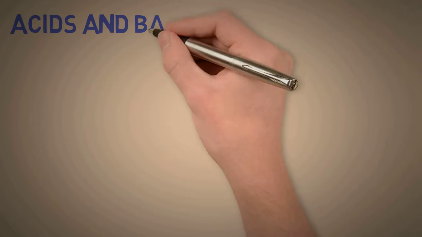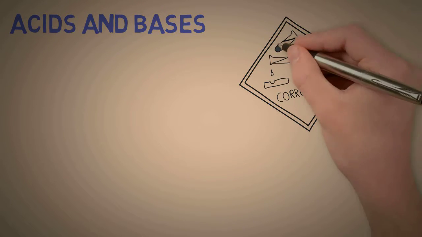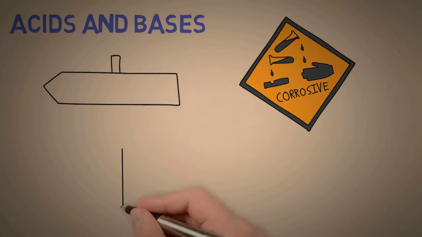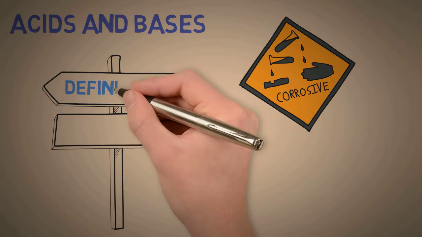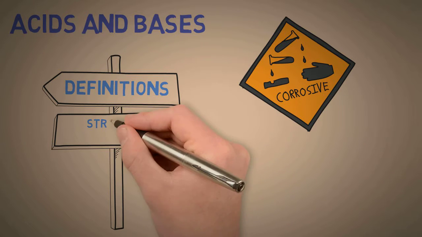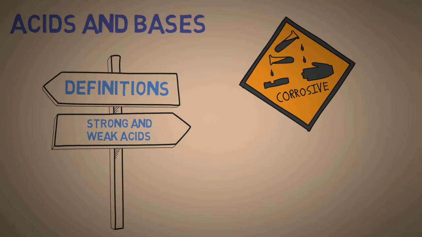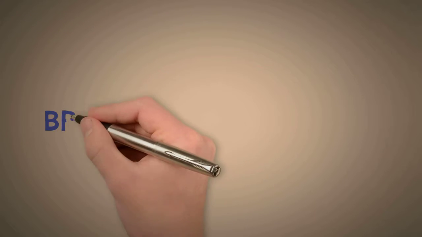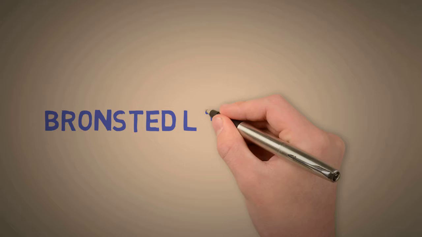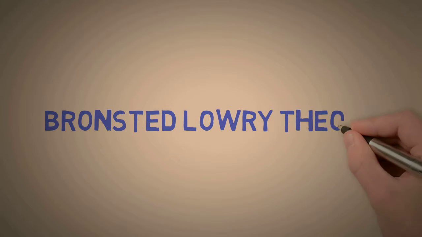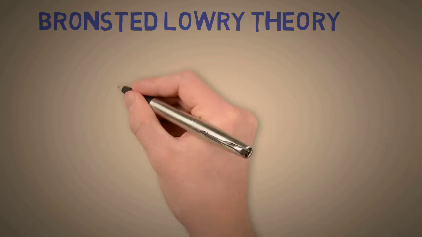Hey guys, this video on acids and bases goes over the key definitions and the characteristics of strong and weak acids, and at the end some exam questions that will be useful for some A-level students. To kick things off, we have the Bronsted-Lowry theory, which aims to define what acids and bases are.